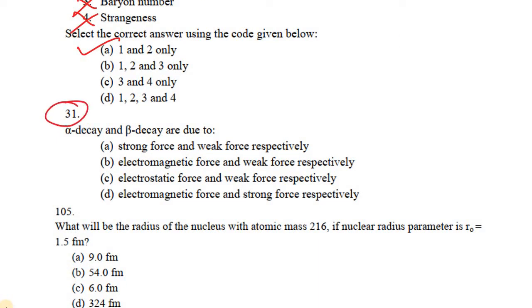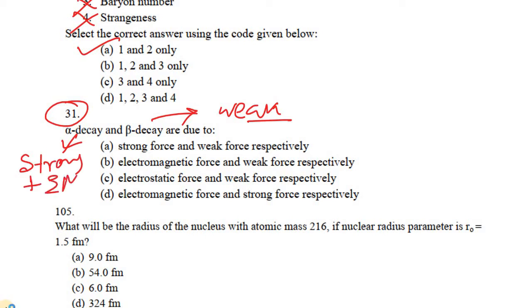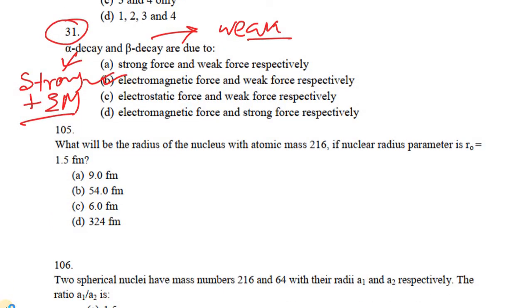Next, alpha decay and beta decay. Beta decay is due to the weak interaction, everyone knows, and alpha decay is the strong plus EM. So here option B is given because the strong is not mentioned, but the strong force also applies to alpha decay.